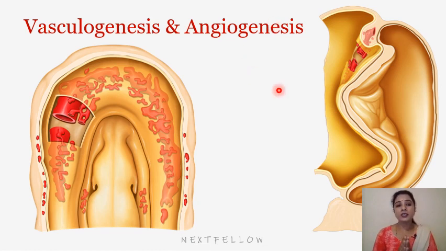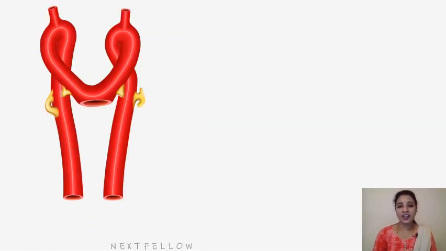So this is a basic idea about vasculogenesis and angiogenesis, how the blood vessels develop, what the two procedures are, and how the blood vessels form in both extraembryonic and intraembryonic mesoderm. So let's begin with today's actual topic, that is aortic arch arteries.